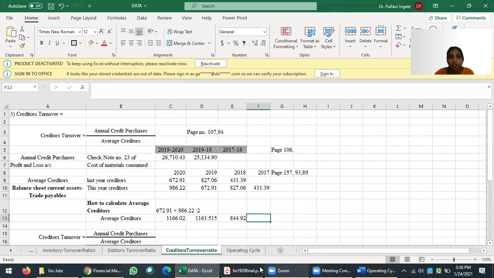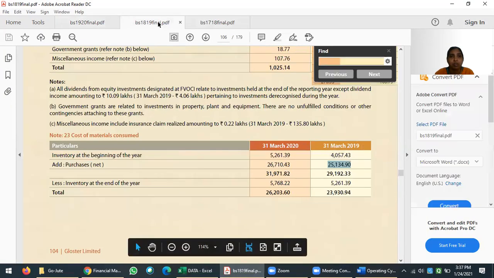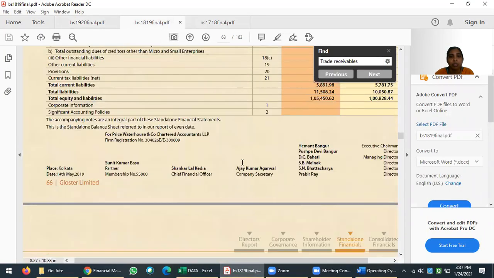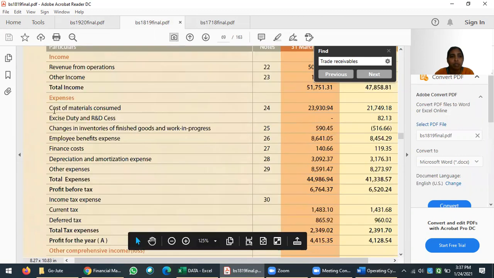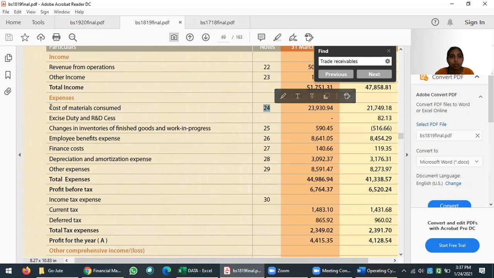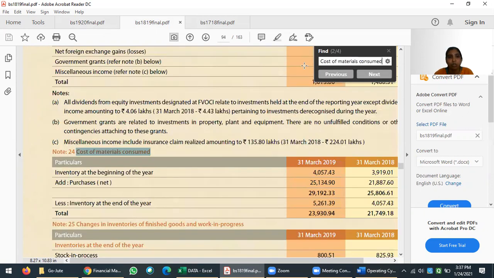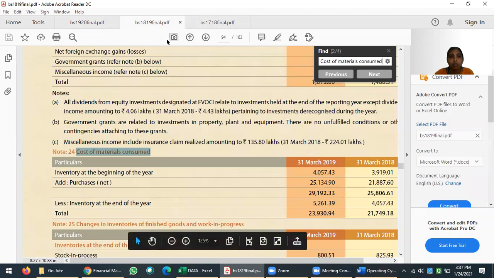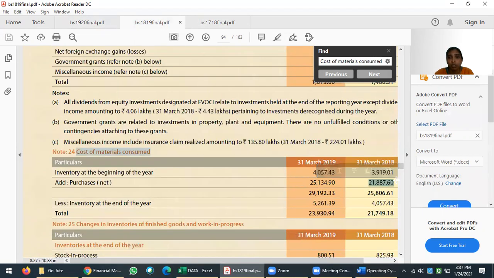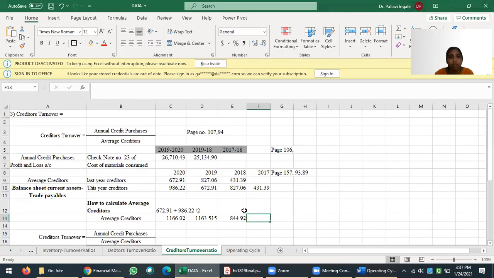Now I will see the next year's balance sheet. This year, here I will see how much it is given in P&L, cost of material consumed, note number 24. I will just copy this and search here so you are able to understand how to search it. Then I got page number 94, and here I am able to get the data of purchases. I need pure purchase, how much purchase was done in that year. That is the data I need. So I'm writing now.